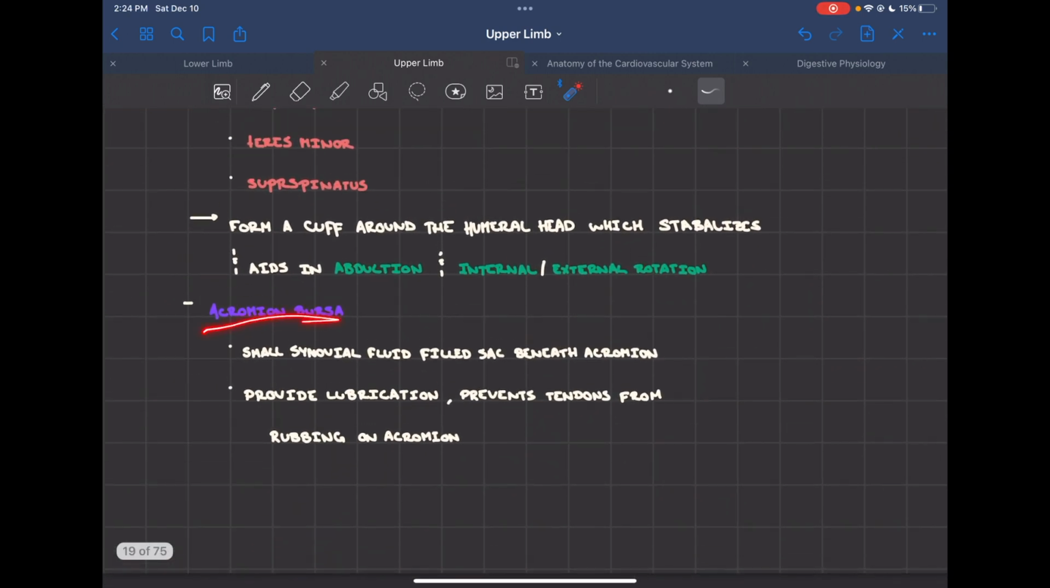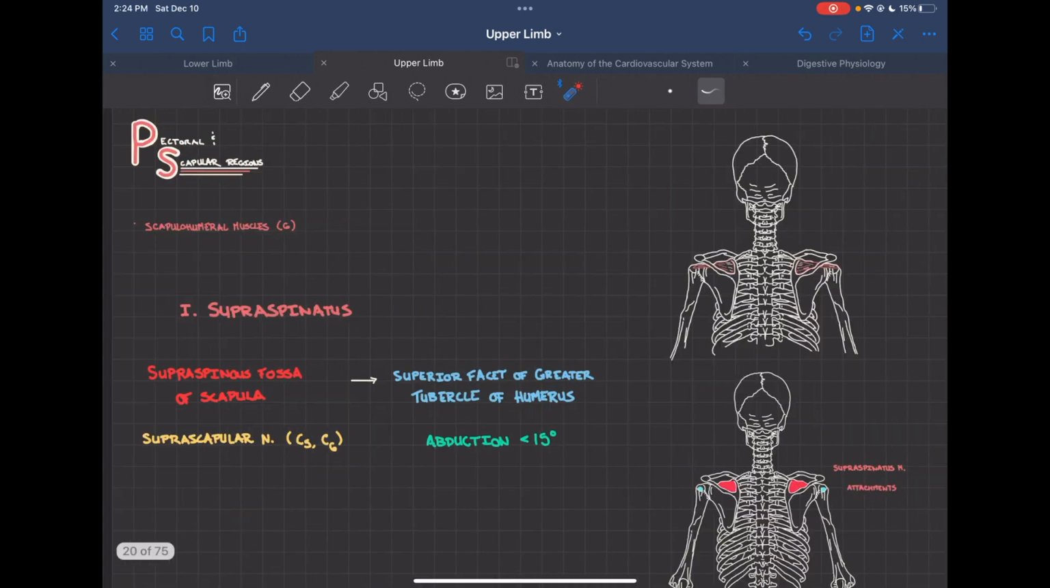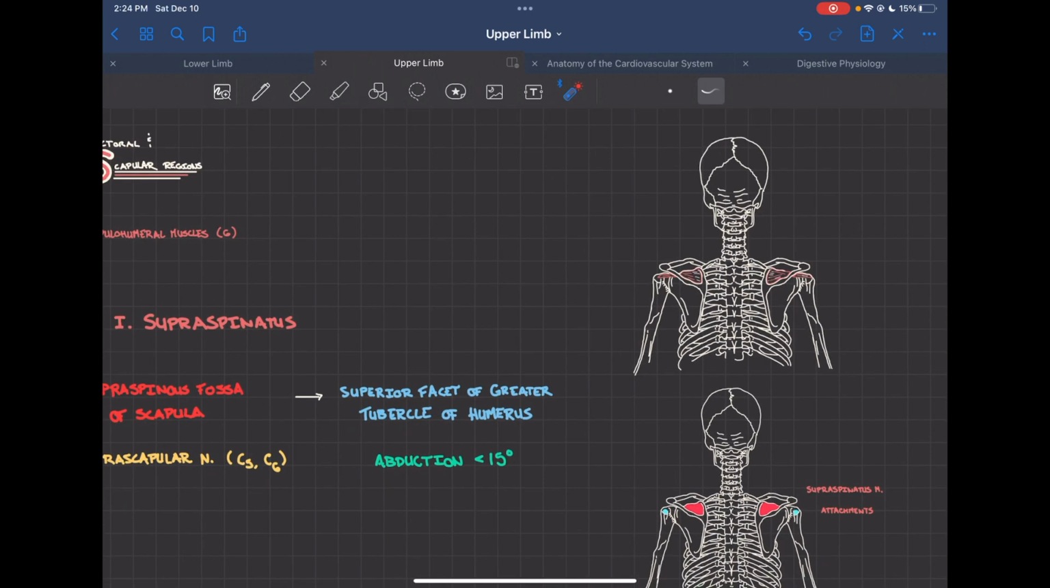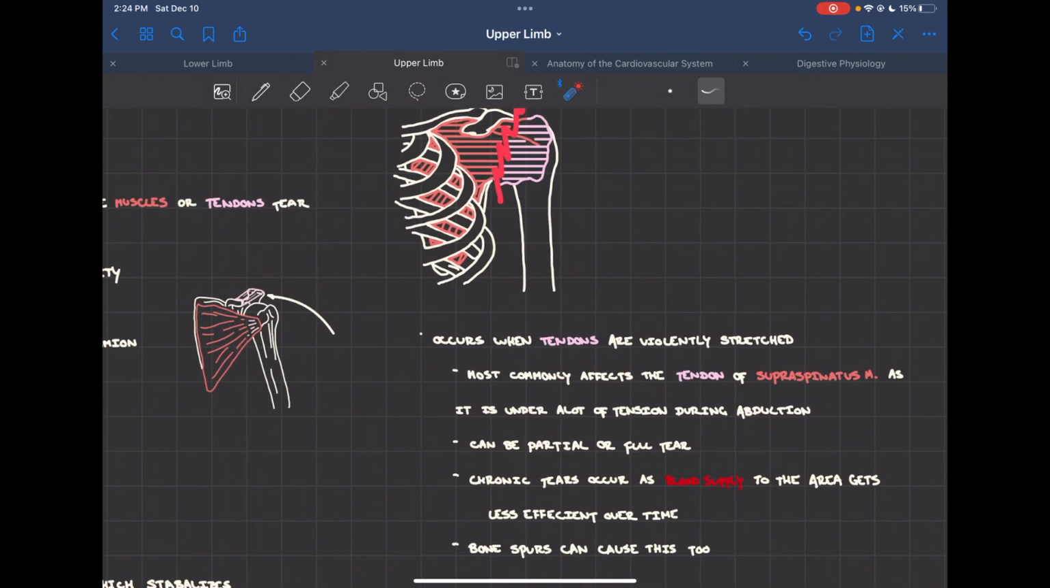We also have something called the acromion bursa. So if I roll over here to this drawing, we'll have a bursa right underneath this acromion. A bursa is just a sac of synovial fluid, and that helps lubricate this area so it's not grinding against bone. Okay, now what happens in the case of tearings?